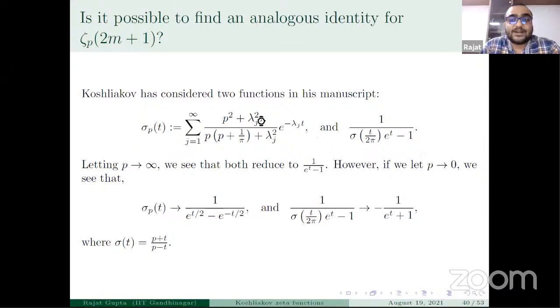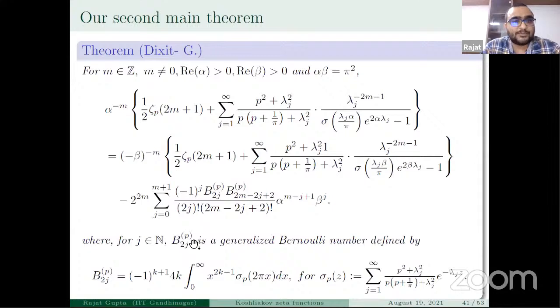But what happens if we take p tends to 0? So if we take p tends to 0, these two functions will reduce to different functions. Like sigma_p(t) reduces to 1 upon e to the t by 2 minus e to the minus t by 2, where you can write this in the sine hyperbolic form. And this function reduces to minus 1 upon e to the t plus 1, where sigma(t) is given by p plus t upon p minus t. So this is the second main theorem of this talk.